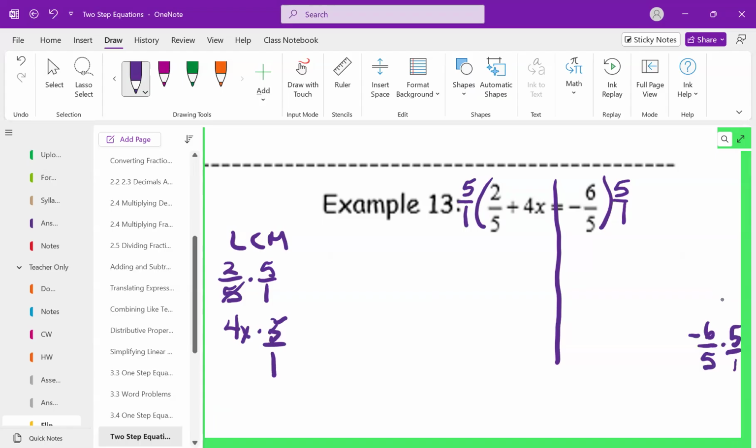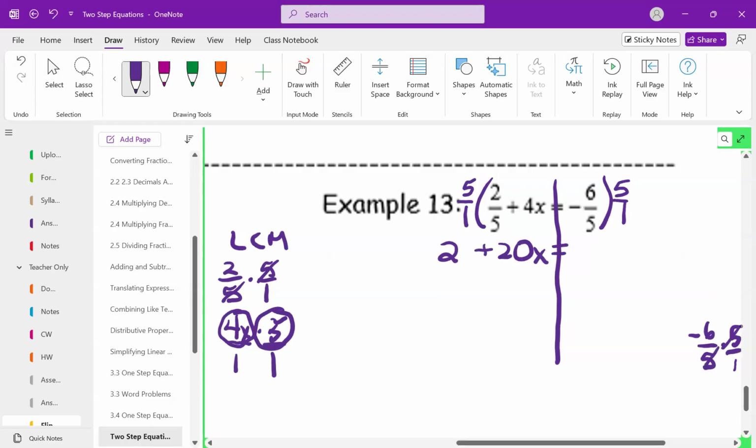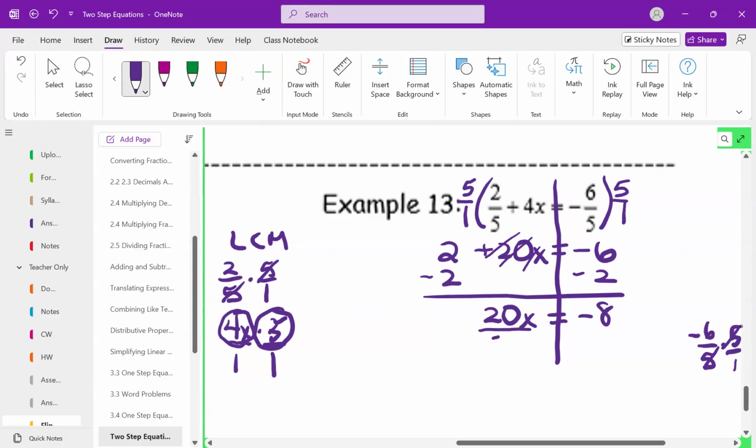So first, the 5's divide out, leaving us just with 2. The denominator on the 4x is 1, and there's nothing to simplify, so we have 4x times 5, which is plus 20x. And then on the right here, the 5's divide out again, leaving us with negative 6. Now the fractions are gone. So now back to being just a two-step equation. Cover up the variable term, use an inverse operation to get rid of the constant, bring down that variable term, same side add and keep, divide by the coefficient of the variable.